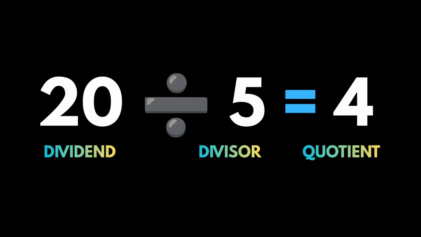20 is a dividend. 5 is a divisor. 4 is a quotient. On the test, if they ask for the quotient of 20 and 5, you divide. Quotient is the most tested division vocabulary word. See it and divide.